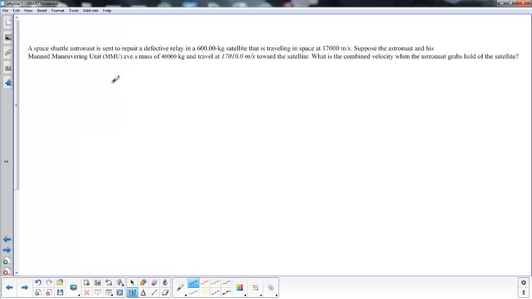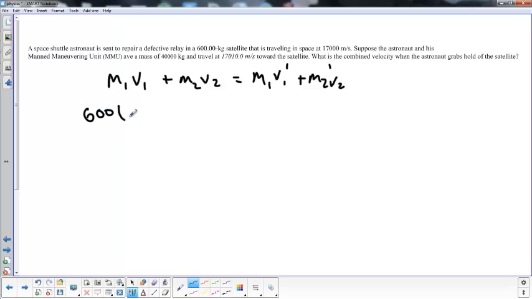So we've got, and I'll just do it this way, m1v1 plus m2v2 equals m1v1' plus m2v2'. These are all prime. So we know the mass of the satellite is 600 kilograms, and we know the speed of the satellite is 17,000 meters per second, plus the mass of the astronaut and his MMU have a mass of 40,000 kilograms.